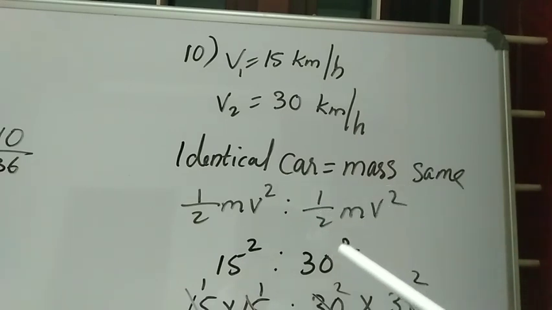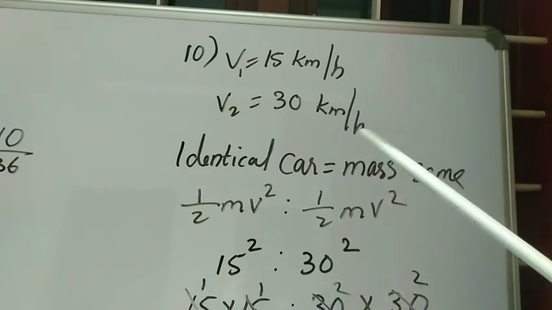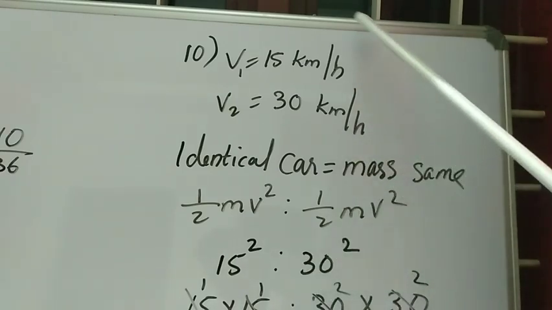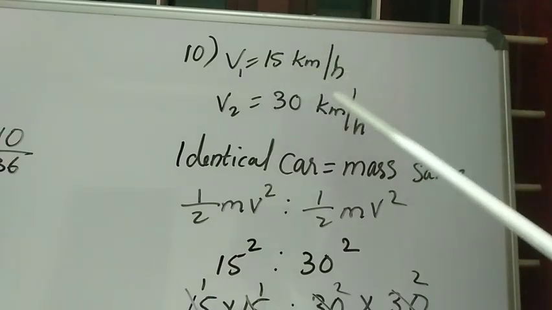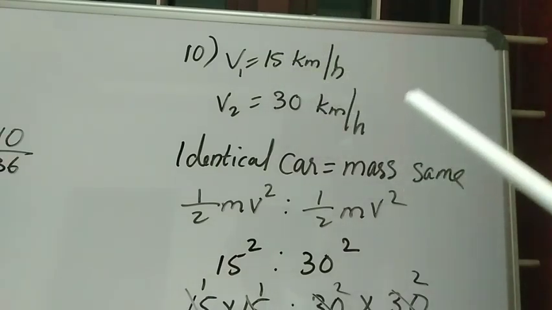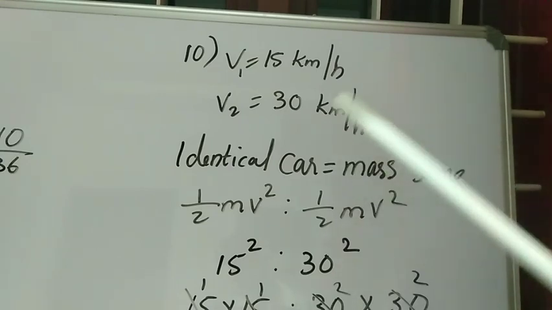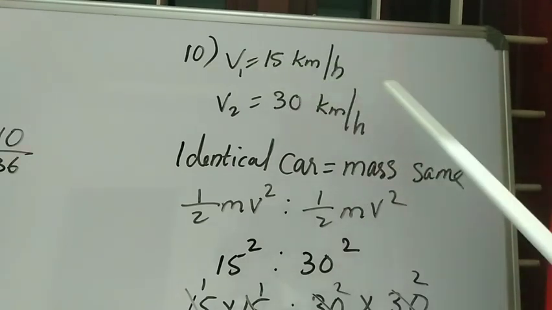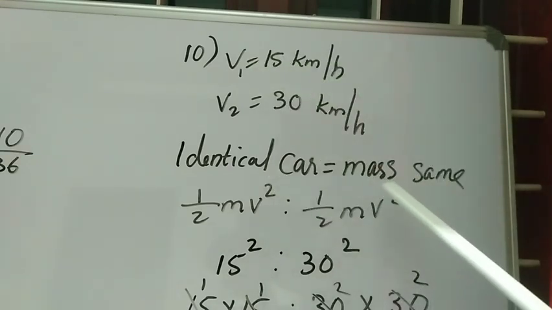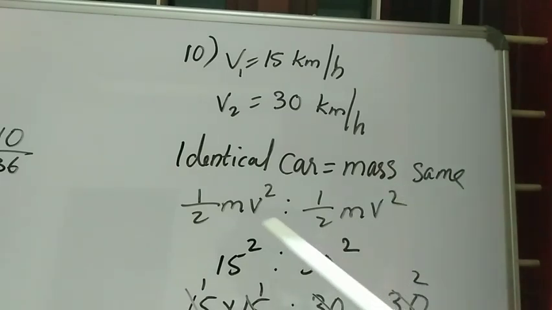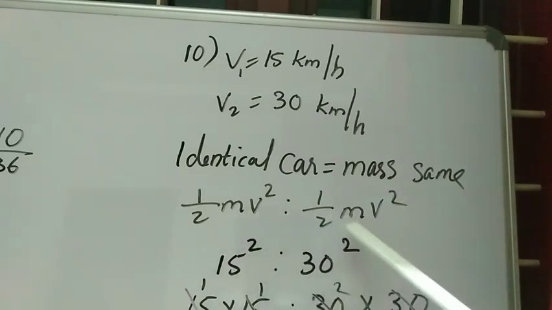As I told you in the beginning, compare means we have to find the ratio. Since we are finding the ratio, no need to convert it into SI units. If you convert also, no problem, you will get the same answer. Since it is comparison, just write the two values. So identical car means mass is same. So comparing half mv square is to half mv square.